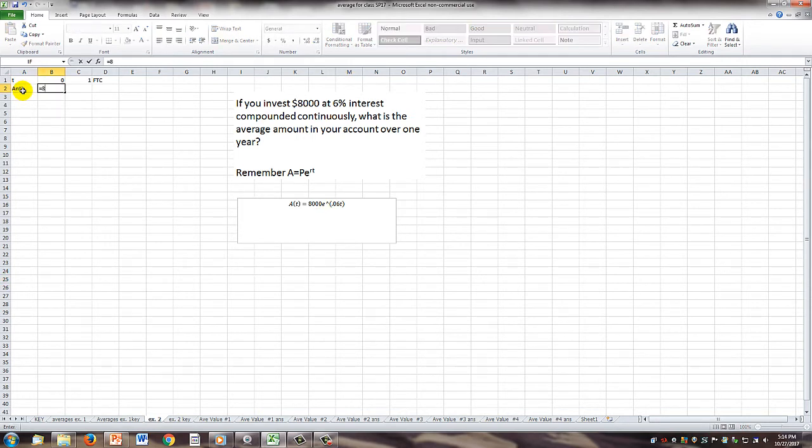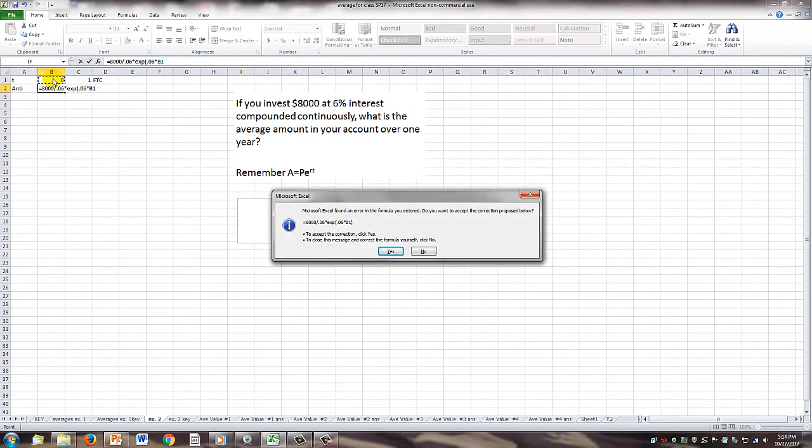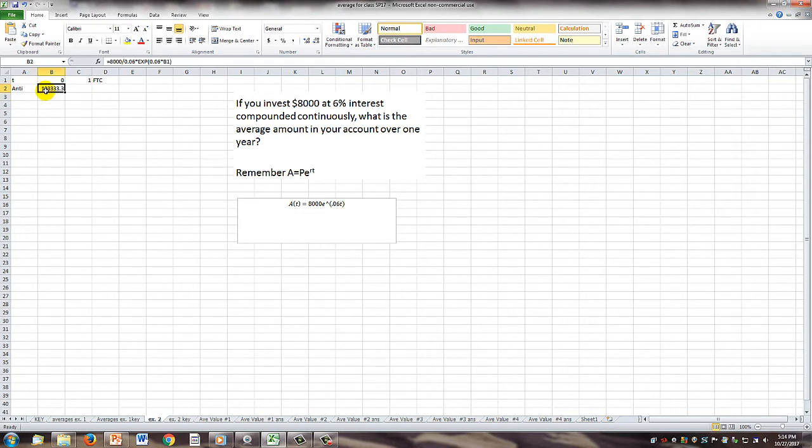So the antiderivative of that function is 8,000 divided by 0.06 times exp of 0.06 times t. I keep forgetting my parentheses. It added it in there for me. Alright, so if I go to the right, FTC means find the area under the curve: subtract the upper limit minus the lower limit.